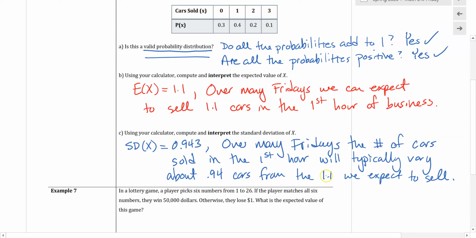So 1.1, if you were to add one standard deviation, which is the typical amount we would expect to vary, that puts you at about 2 cars. And if you subtract a standard deviation, you take 1.1 minus 0.94, you're getting close to 0 cars. So it's pretty reasonable to expect you're going to sell between 0 and 2 cars.